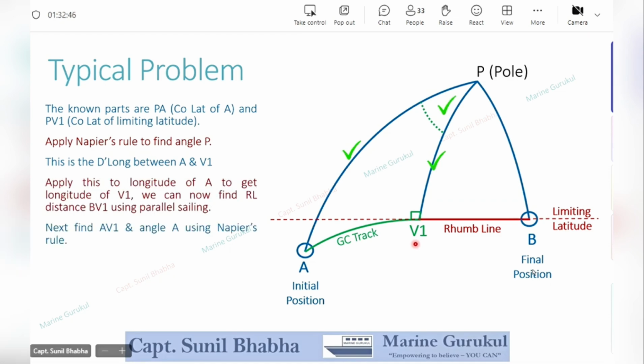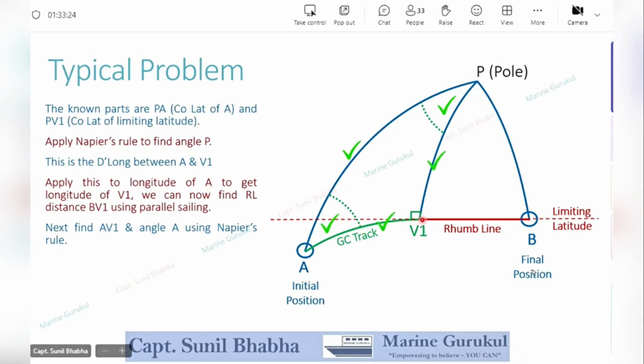Now, once we have the longitude of the vertex known, we can again apply Napier's rule. And now we can find out alpha vector 1. This gives us the distance along the great circle track, alpha vector 1. And we again apply Napier's rule to find the initial course using angle A. We find out angle A, that is P alpha vector 1. And this angle is used to determine the initial course of the ship using the 1, 2, 3 method, exactly as we did in great circle sailing questions.